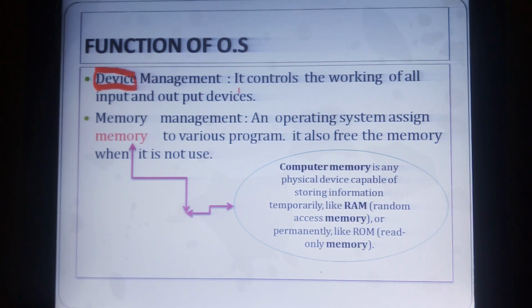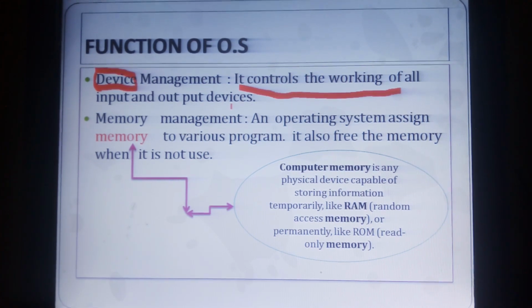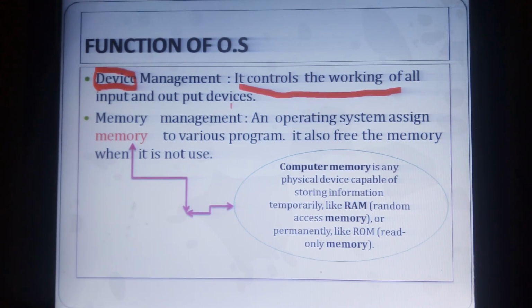Now, device management. The point is that it controls the working of all input and output devices. Hope you understand these things. Device management controls, suppose keyboard is there, mouse is there, printer is there. So keyboard and mouse are input devices, and printer is an output device. Scanner is an input device.